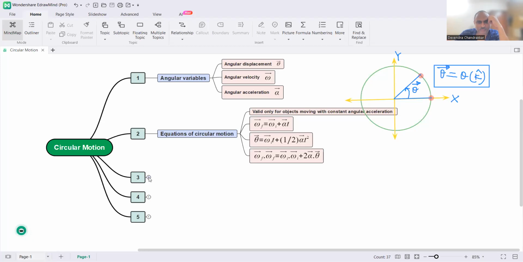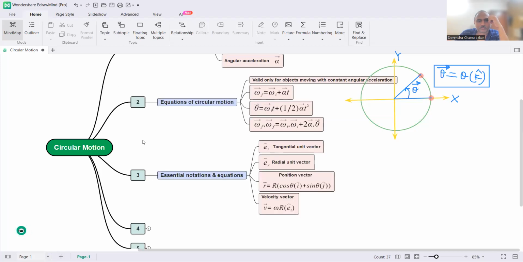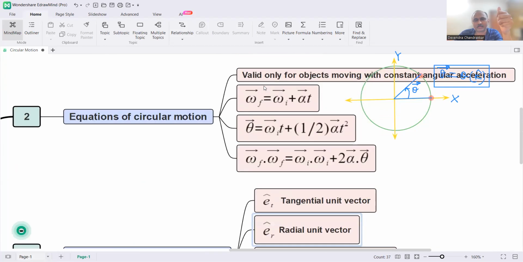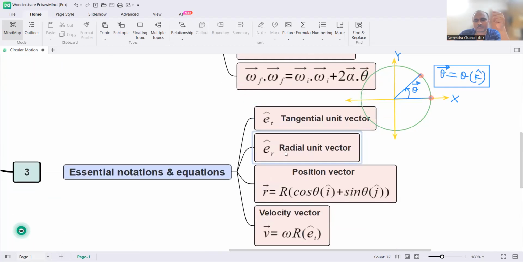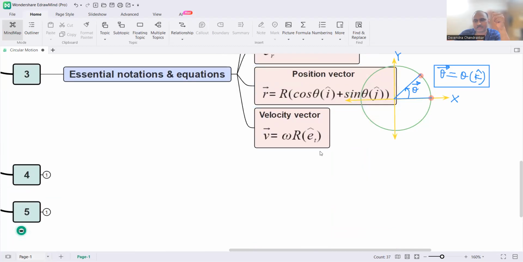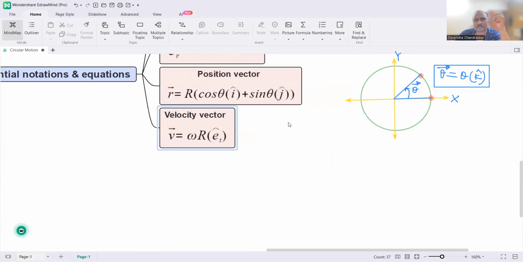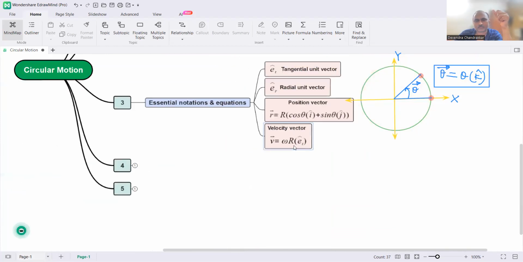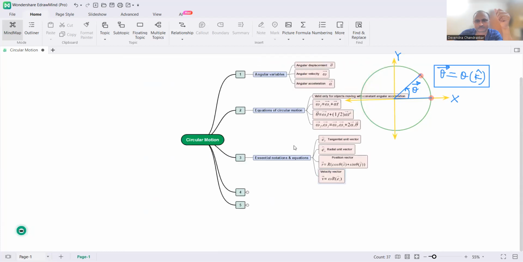Okay. So these were equations of motion, circular motion. These are some essential notations and equations in circular motion. et cap is the tangential unit vector. er cap is the radial unit vector. Position vector is r vector, which is equal to r cos theta i cap plus r sin theta j cap. We did this in the previous session. And velocity vector is always along the tangential direction. We are all aware of it. Yes or no? Yes, sir.